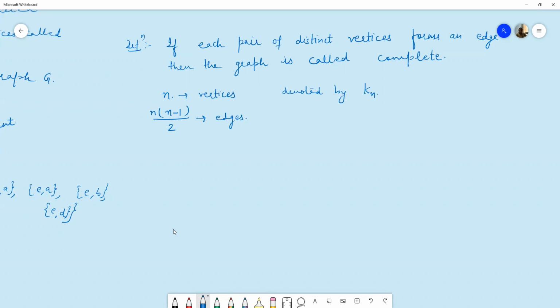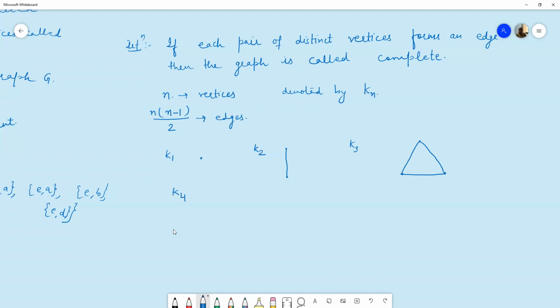For example, if we want to draw K1, the complete graph with one vertex, that will contain only this vertex, because to form an edge, we need two different vertices. Secondly, the complete graph K2 containing two vertices, that will be a graph with two vertices and an edge between them. Then K3 is a graph with three vertices. Now this first vertex has edges joining the other two vertices. This vertex has edges joining the other two vertices. Similarly, this vertex has edges joining the other two vertices. So this is the K3 graph, complete graph of order 3.